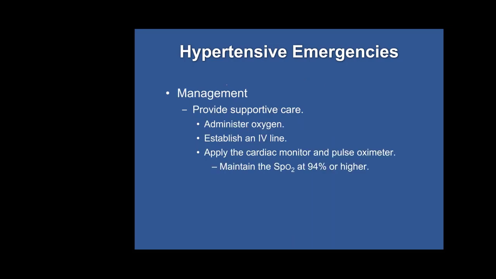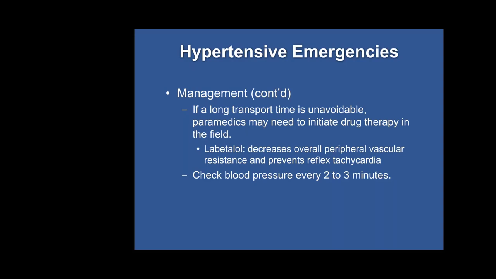So for us, we don't generally get too active on the hypertensive emergencies. We do our normal ABCs, O2, IV, monitor, right? Nothing special there. Maintaining SpO2 at 94 or better. Otherwise, that's about it. And usually we're just rechecking our blood pressure, seeing which way we're trending, and getting them to the hospital so that they can more carefully and gradually bring down their blood pressure.